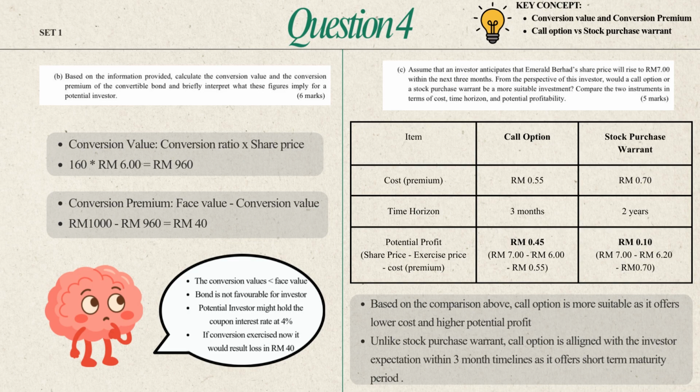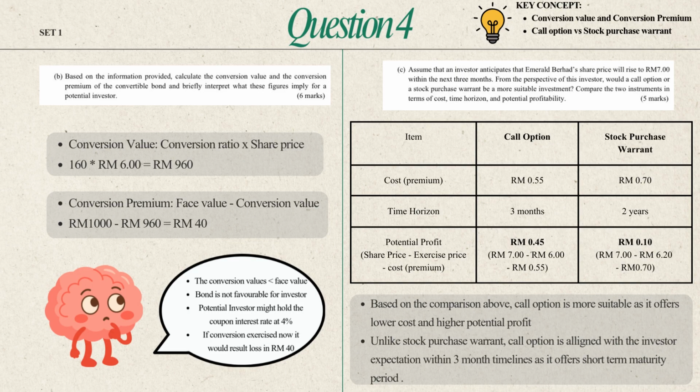If the share price rises to RM7, the potential profit per share is 45 cents after deducting the exercise price and the premium. Meanwhile, the stock purchase warrant costs 70 cents and has a much longer maturity than the call option, which is up to 2 years. At the same assumed share price of RM7, the potential profit is 10 cents per share, which is lower than the call option.